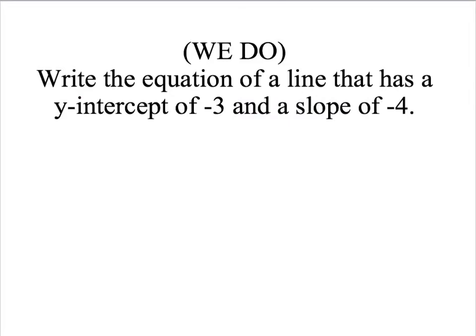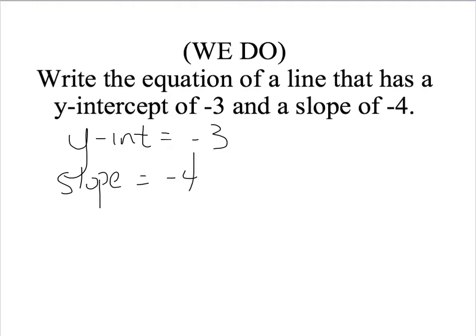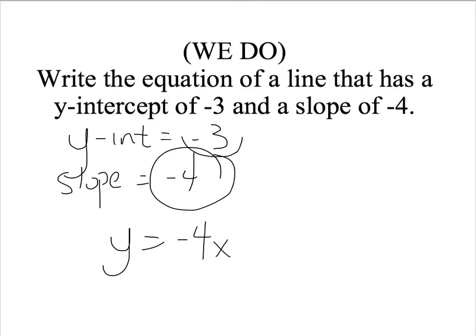Okay, let's do this one together. Here we know that the y-intercept is equal to -3, and the slope is equal to -4. So I just have to put in y = -4x - 3, with the slope -4 and the y-intercept -3.